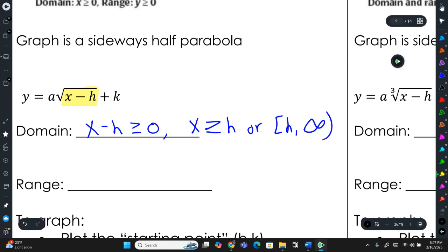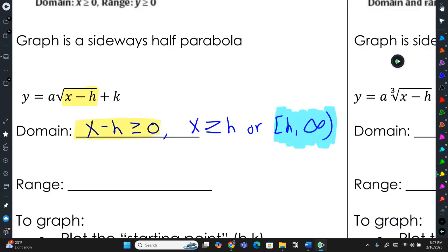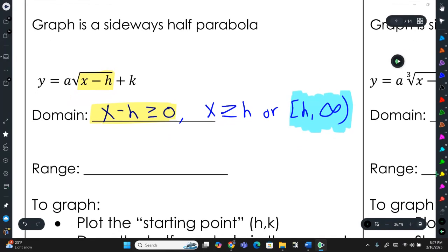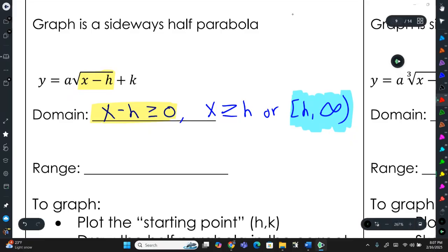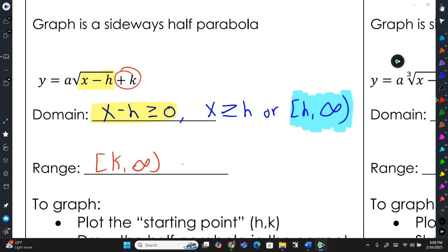So generally, we are going to see a lot of this, but I really want you to understand that it comes from this right here, that the stuff inside the square root can't be negative, so it has to be greater than or equal to 0. Now, the range is going to have to do with that k value. That's our vertical shift. A, h, and k, again, are doing the same things they've done all year. So our range is going to be k comma infinity or negative infinity comma k, depending if your a is positive or negative.